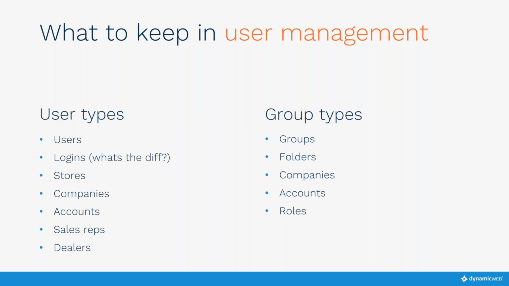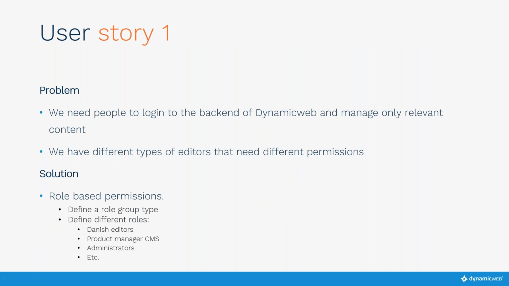We can have companies, like we also have in the user types, where we have all the users for a company in a group of type company, and we can have it for accounts and roles and so on. So first user story, define a problem. We need people to log into the backend of Dynamicweb and manage only relevant content. And we have different types of editors that need a different set of permissions. And the solution to this is to define a role-based permission system.